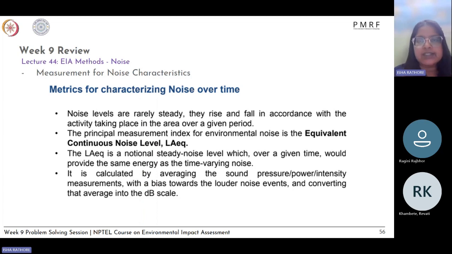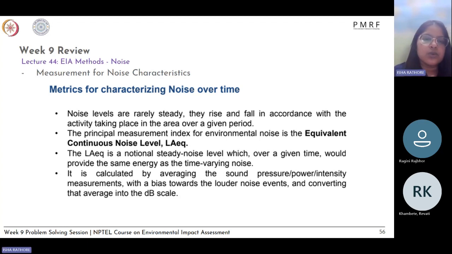They usually fluctuate. They rise and fall in accordance with the activity taking place in the area over the given period. Why we consider noise particularly is because we have a lot of development activity when a project is proposed. So we consider what equipment is going to come in, how much noise it's going to produce, based on what activity is proposed, how long it will take for completion, and what the management plan for it is. So you consider noise in EIA assessments because it is sensitive to different stakeholders.